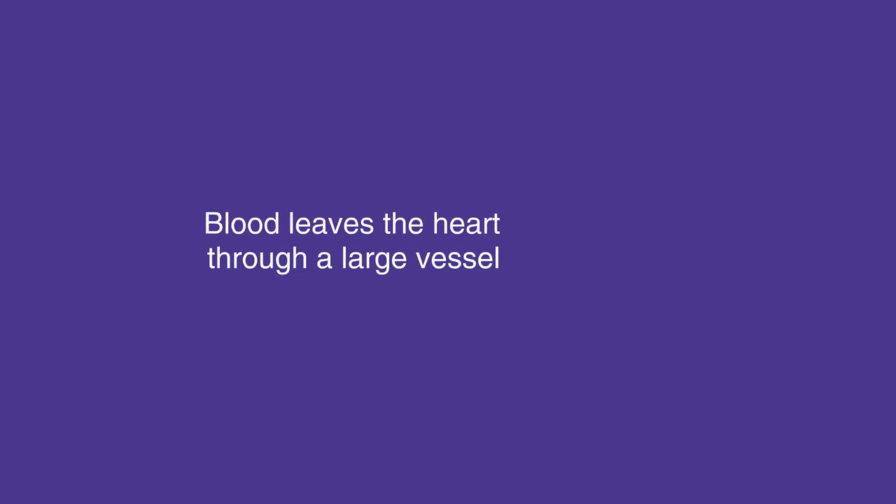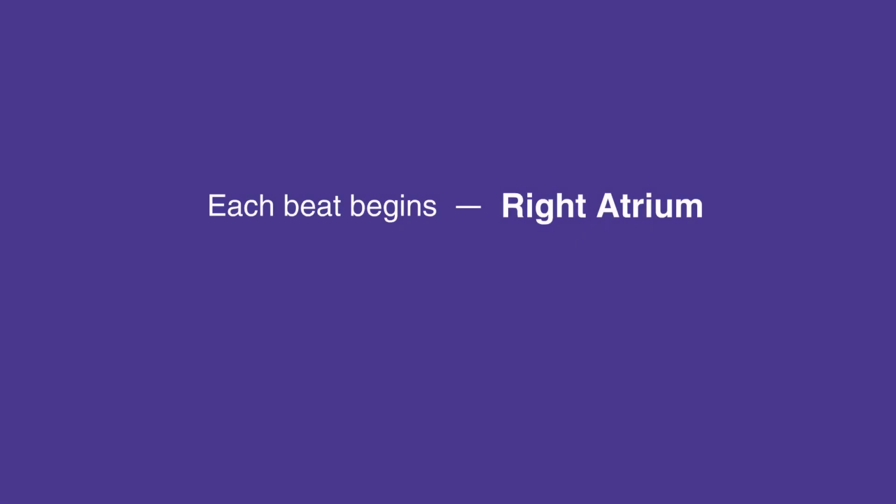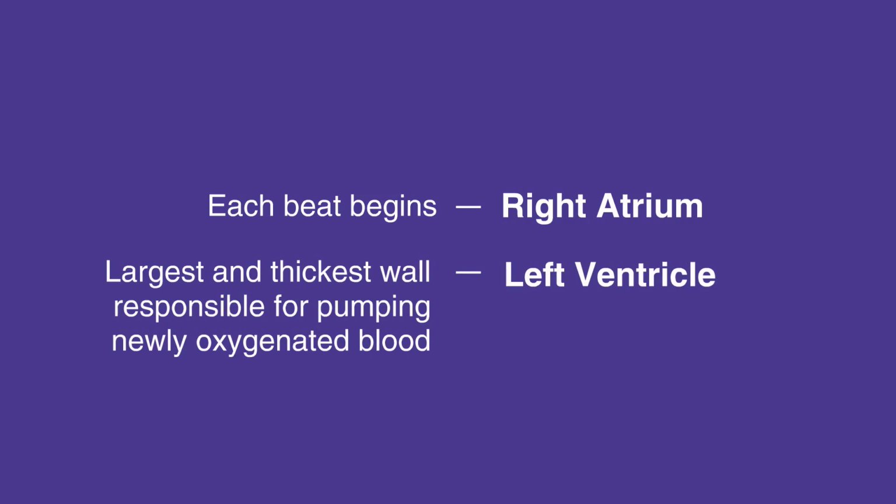Blood leaves the heart through a large vessel called the aorta. The 2 atria contract simultaneously, as do the ventricles, making the contractions of the heart go from the top to the bottom. Each beat begins in the right atrium. The left ventricle is the largest and has the thickest wall, as it is responsible for pumping the newly oxygenated blood to the rest of the body.